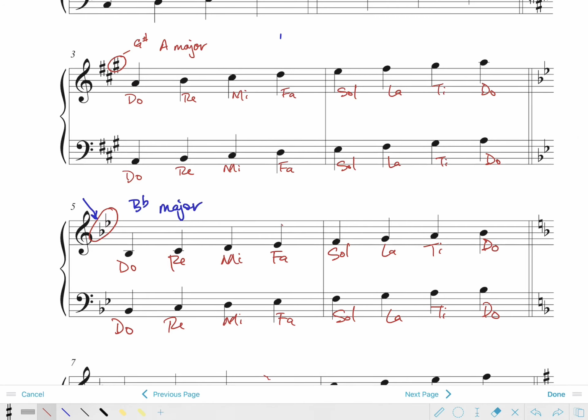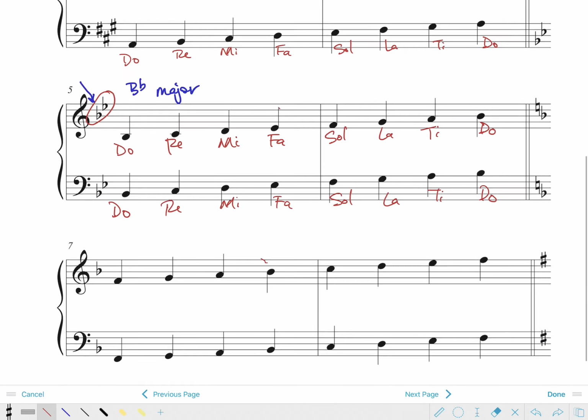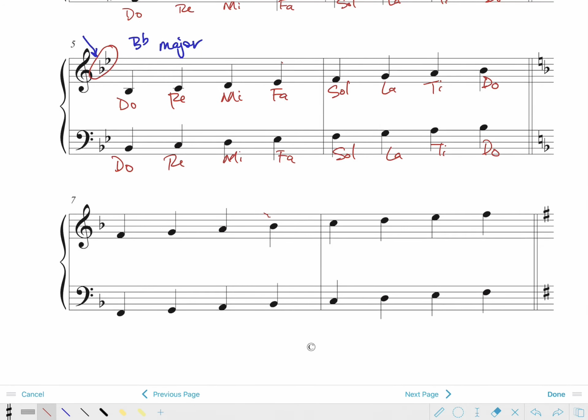You notice I'm writing very fast, and there is a shortcut that we frequently use. Since all of the solfege syllables start with different beginning consonants, we can just use the letter names for the solfege and shortcut how we write out the key. Just to review, a single flat is always the key of F major, which means all of the F's will be do.